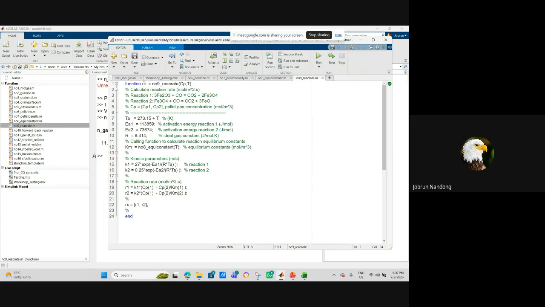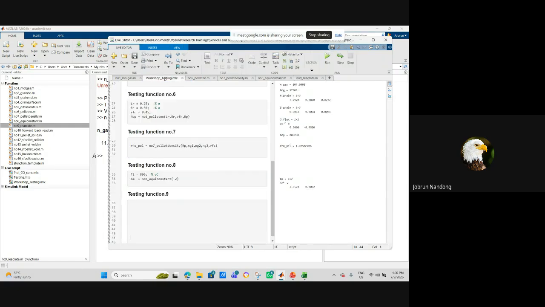So let us copy this one. Then we move on to the next one. So I think testing function bed control T.